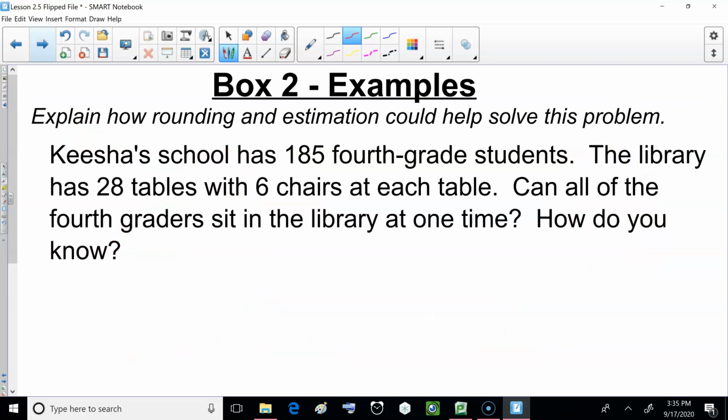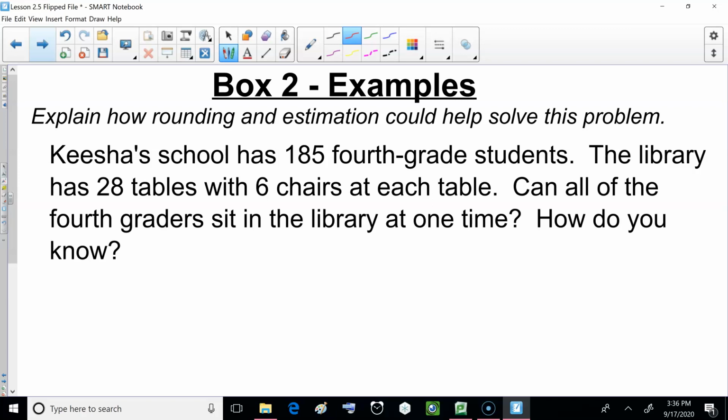So we're going to explain how rounding estimation could help us solve this problem. Keisha's school has 185 fourth grade students. The library has 28 tables with 6 chairs at each table. Can all of the 4th graders sit in the library at one time? How do you know?